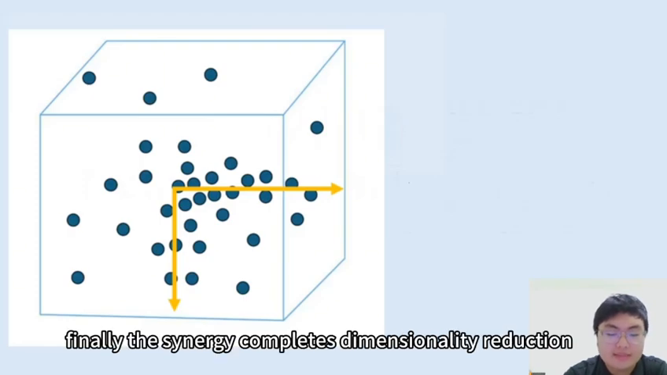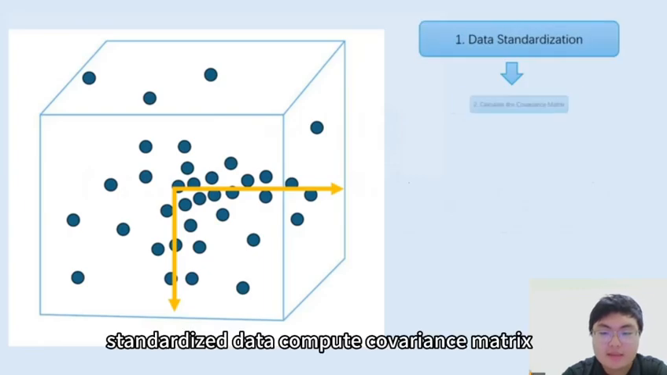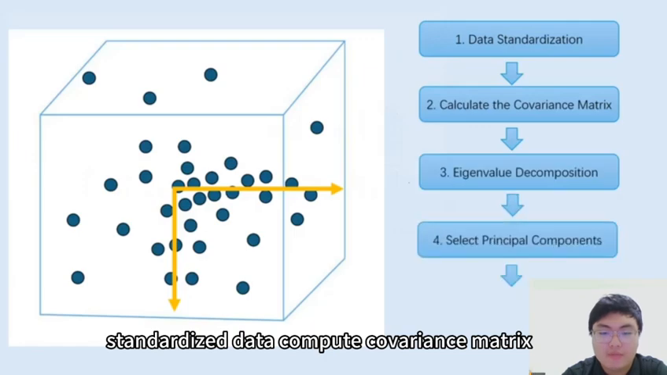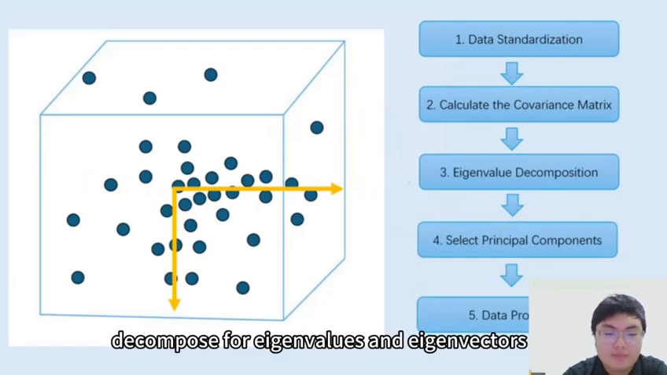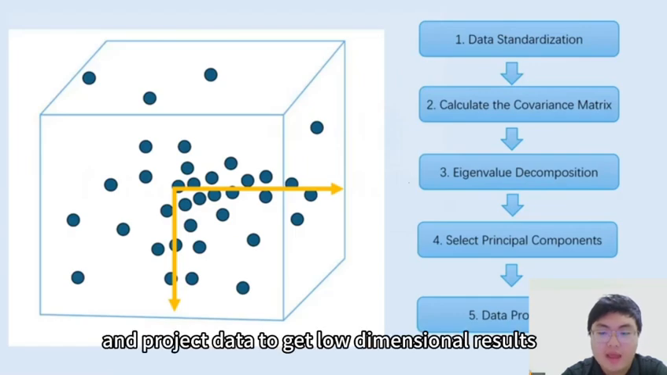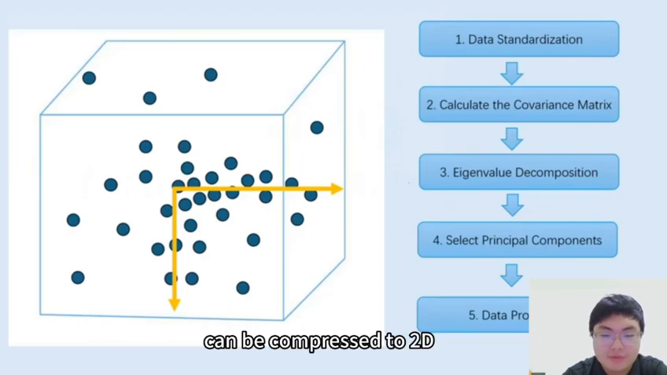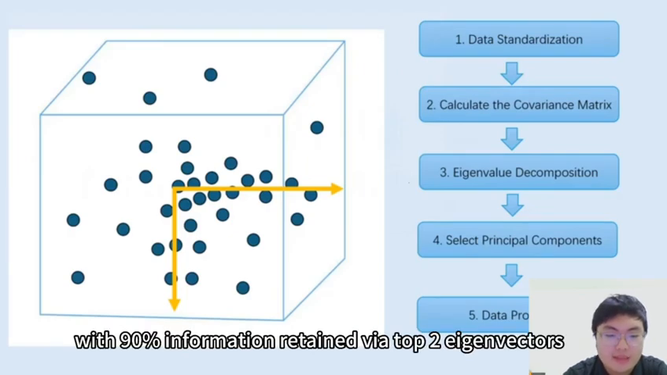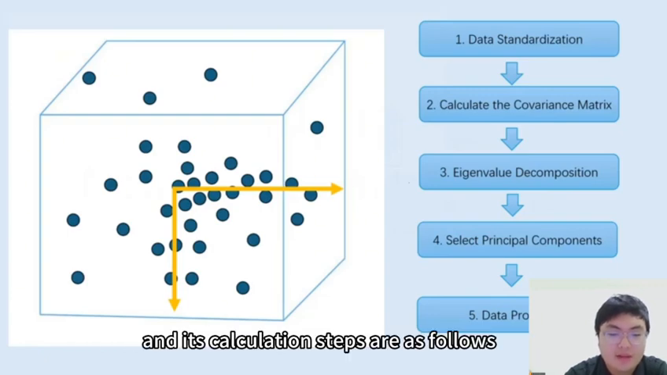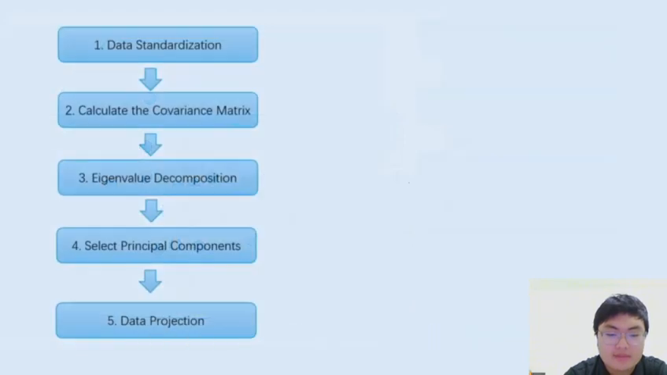Finally, the synergy completes dimensionality reduction. Standardize data, compute the covariance matrix, decompose for eigenvalues and eigenvectors. Select the top k and project data to get low-dimensional results. For example, 10-dimension environmental data can be compressed to 2D with 90% information retained via the top 2 eigenvectors. And its calculation steps are as follows.